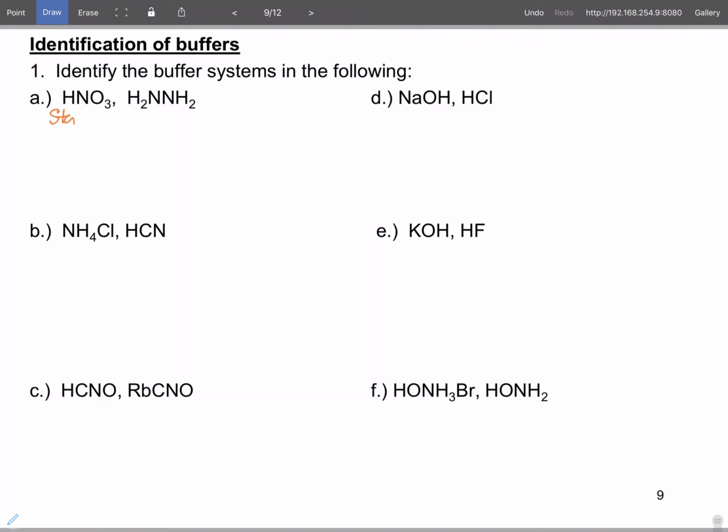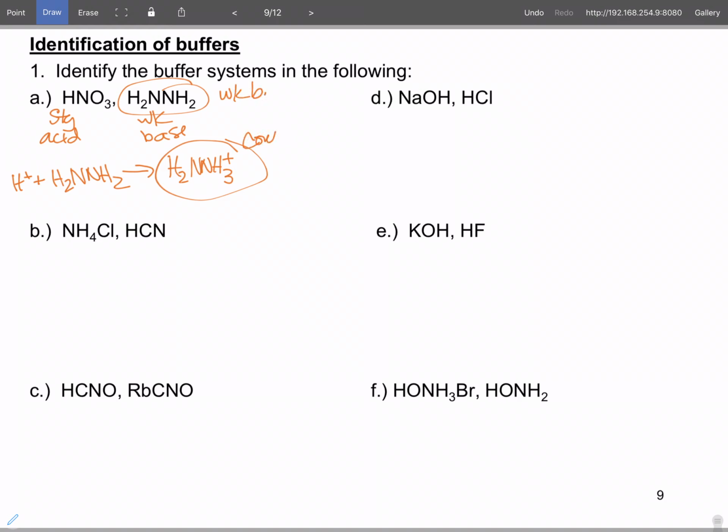So this is a strong acid. This is a weak base. So assuming we don't use up all the weak base, the strong acid plus the weak base produces the conjugate, H2NNH3 plus. So if we have this and this present, this is the weak base and this is its conjugate acid. So is this a buffer? Yes, this one is.